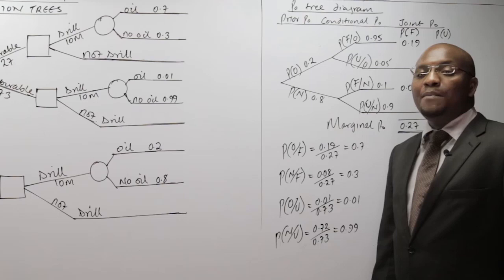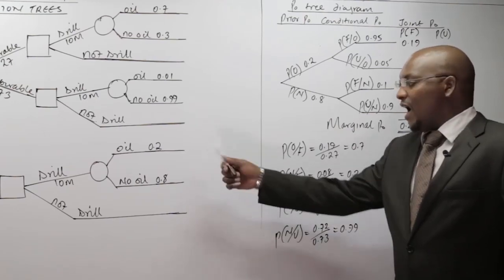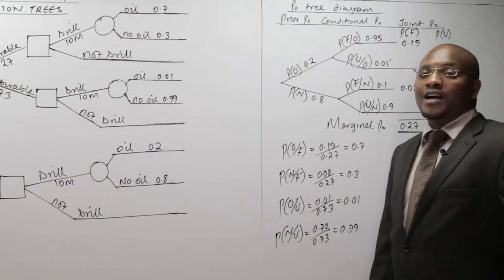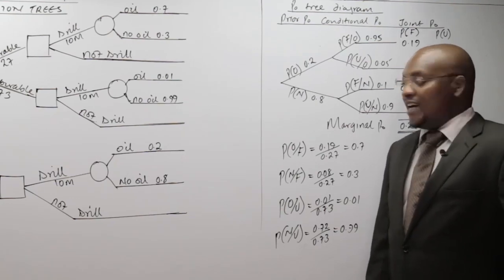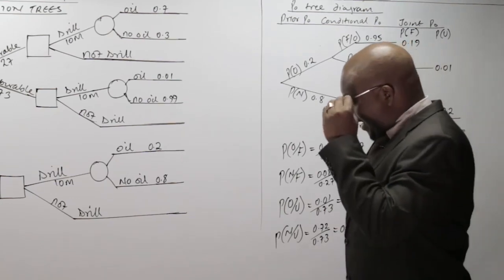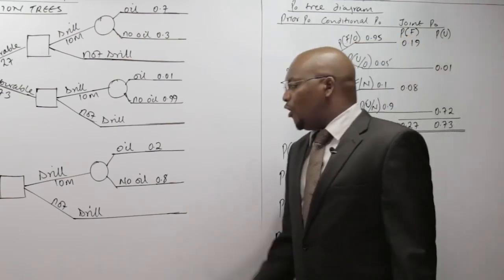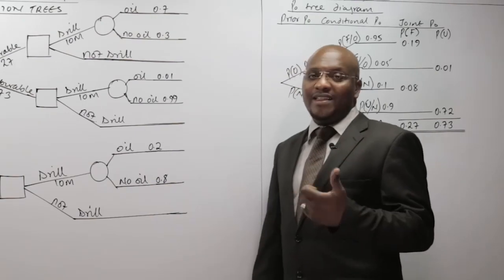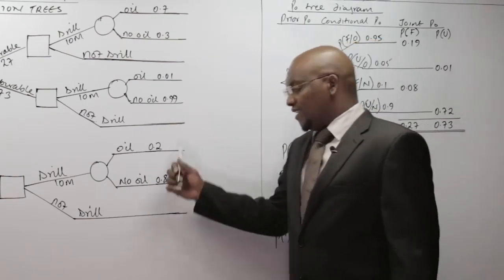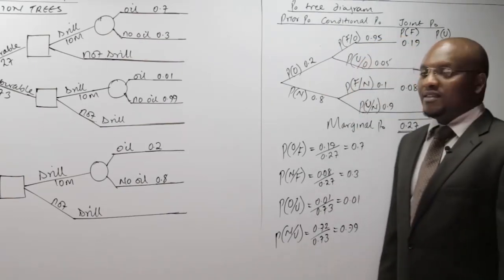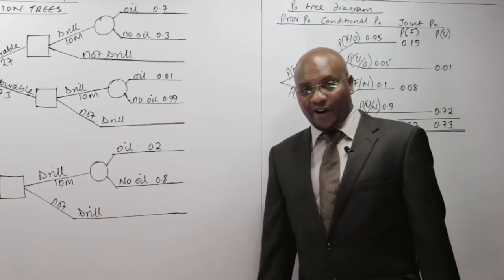Now look at the impact. Look at how this revision of probabilities is affected. Initially, as per our past experience, the probability of oil, we believed there is oil only 20%. Somebody can say that maybe we were so pessimistic in a way, that there is only a 20% chance of finding oil.